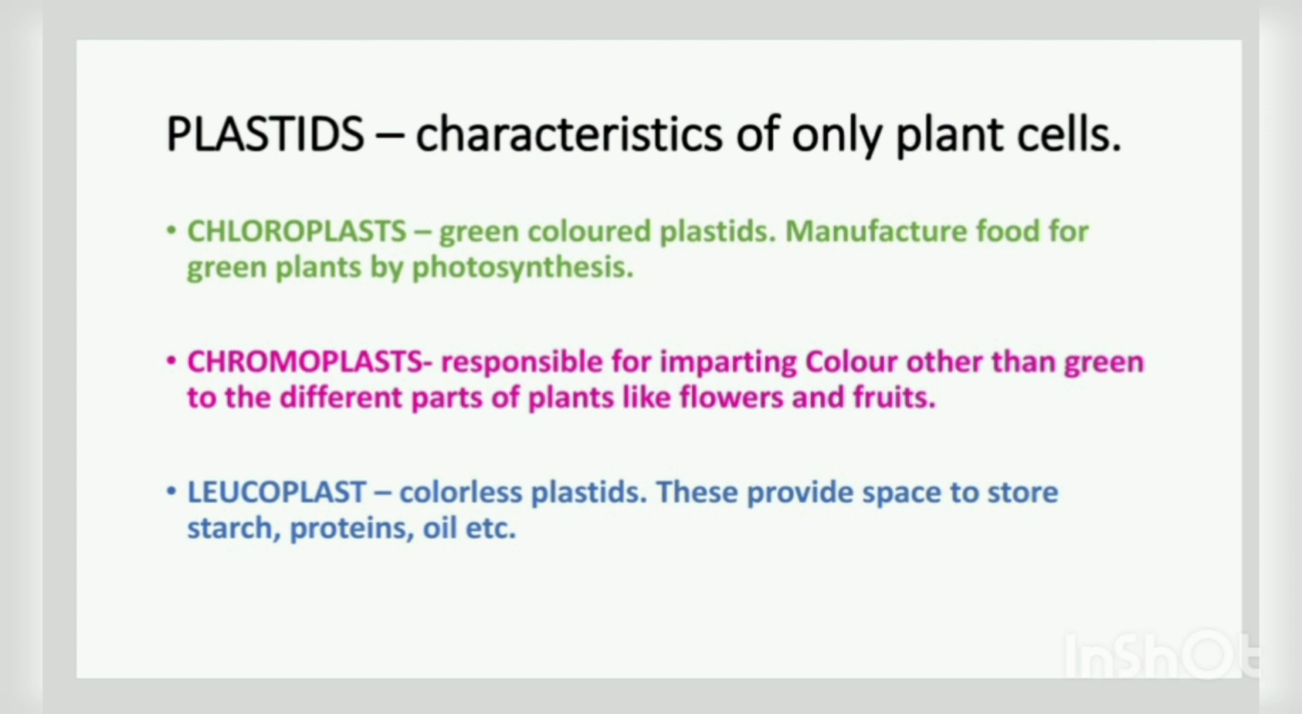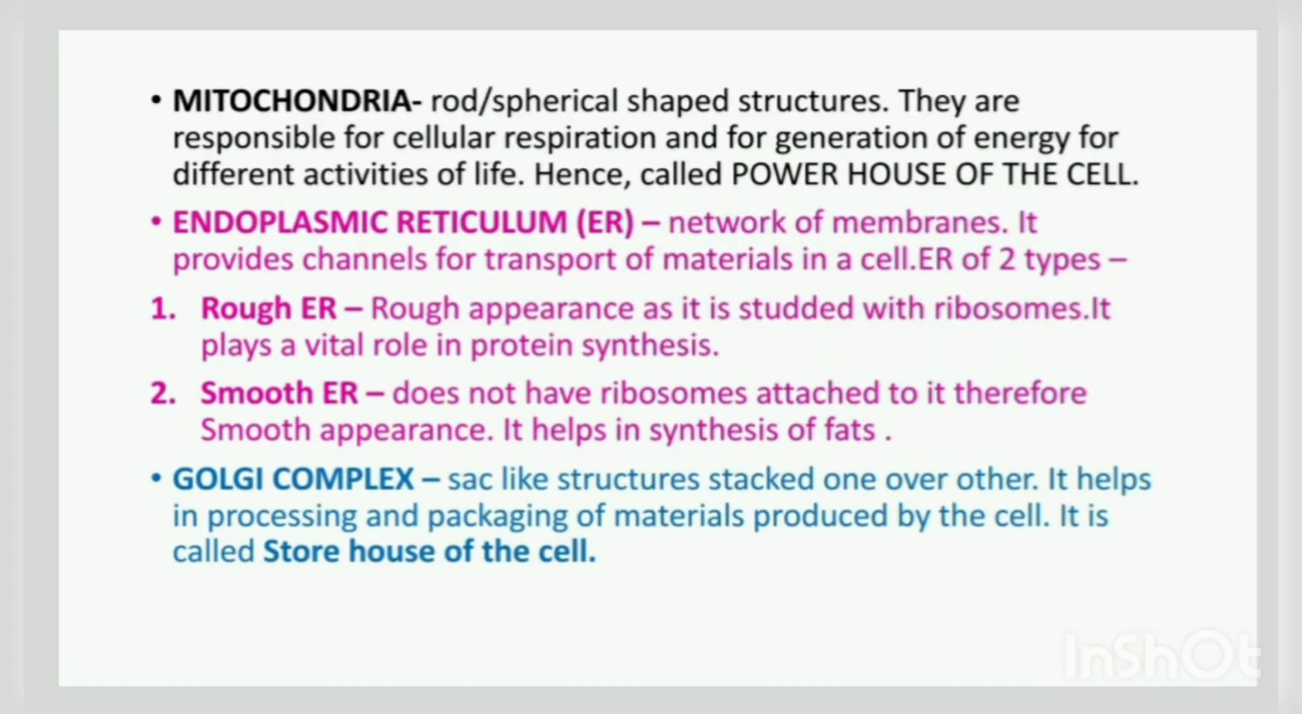The next important cell organelle is mitochondria. Mitochondria are rod-shaped or spherical structures, and they are called the powerhouse of the cell. Like we get the energy in our house from the powerhouse situated near our house, right? Similarly, all the cells get energy from the cell organelle called mitochondria.